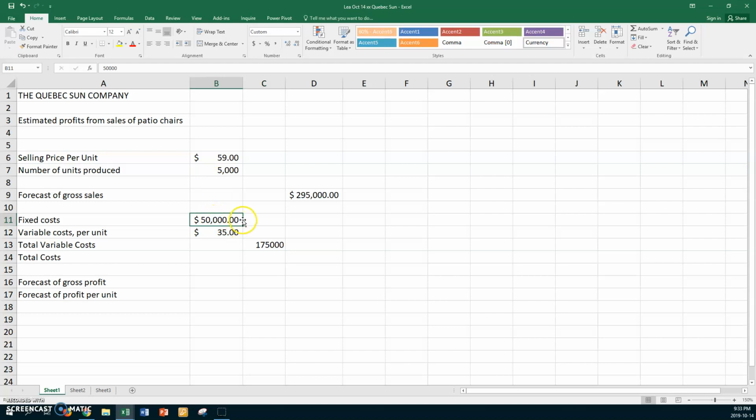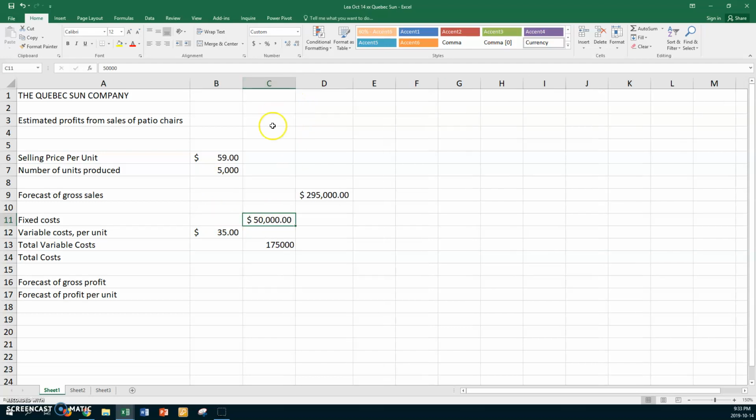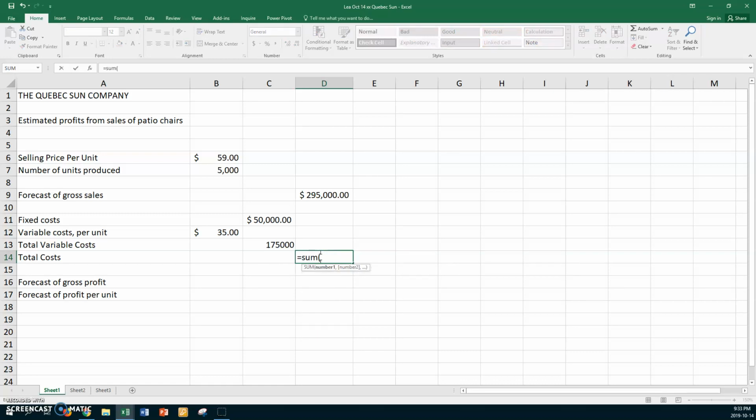Okay, I'm going to move your fixed costs over here so that now we can have the total costs, which I will put here. So this is going to equal the sum of the fixed costs, comma, and the variable costs. And now you can see I have put sales out here and I have put your total costs here, so it makes it very easy for you to see, okay, what's the gross profit?